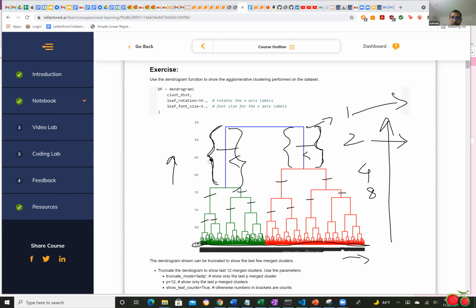The way you draw that line is based on one of these heights, the length of this. The concept is that the longest length you can travel uninterrupted by the next horizontal flat line is where you draw a flat line and say that this is the optimal number of clusters. Let's assume, for example, that this is my longest uninterrupted length. Then I'll say that 2 is my optimal number of clusters for this particular dendrogram.